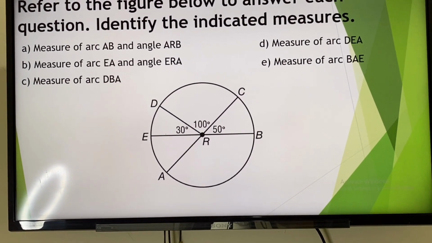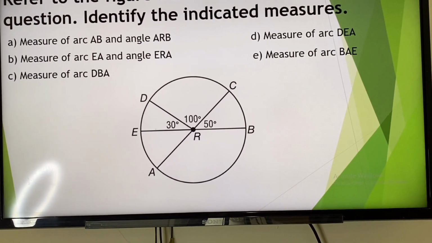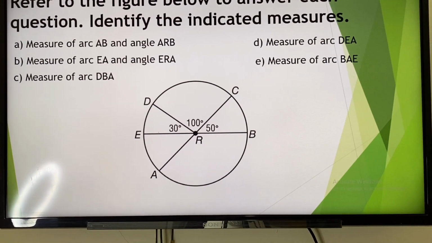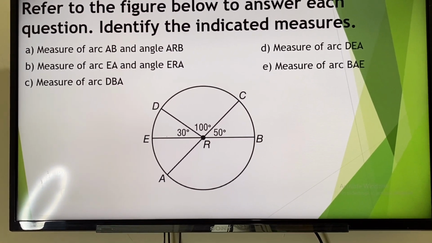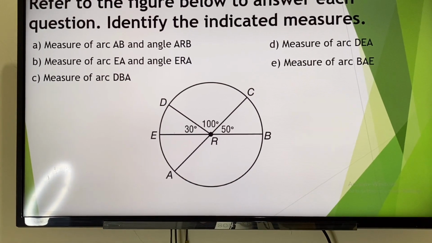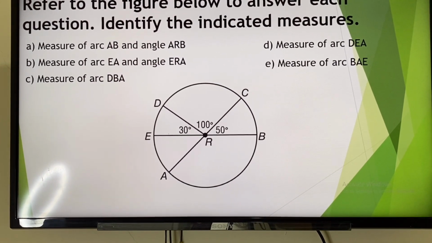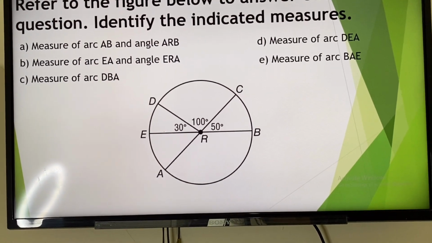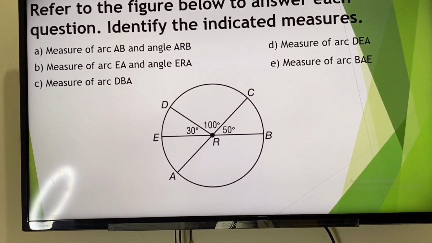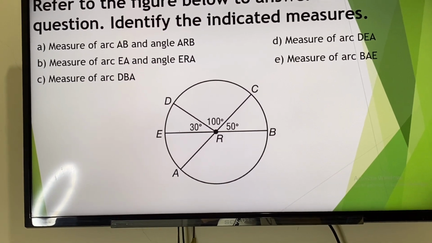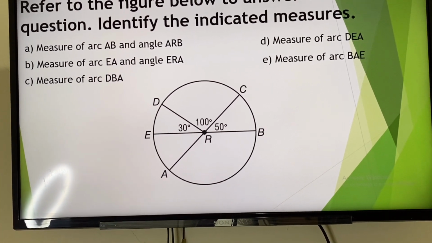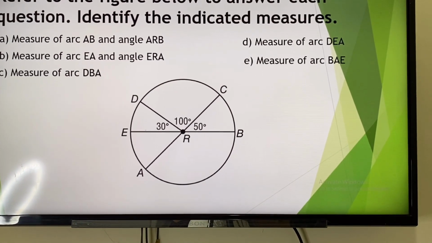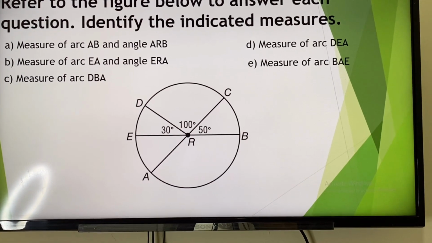Then how about letter C? Measure of arc DBA. Arc DBA. So you can apply here the addition postulate. So just add 100 degrees plus 50 degrees plus 130 degrees. That will be your answer for letter C.